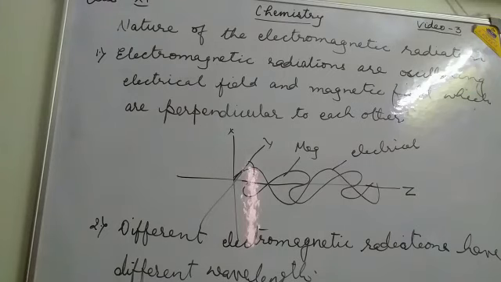And they do not need a medium. They do not require a medium and can move in vacuum. So let's understand the different frequencies and wavelengths of different types of radiations.